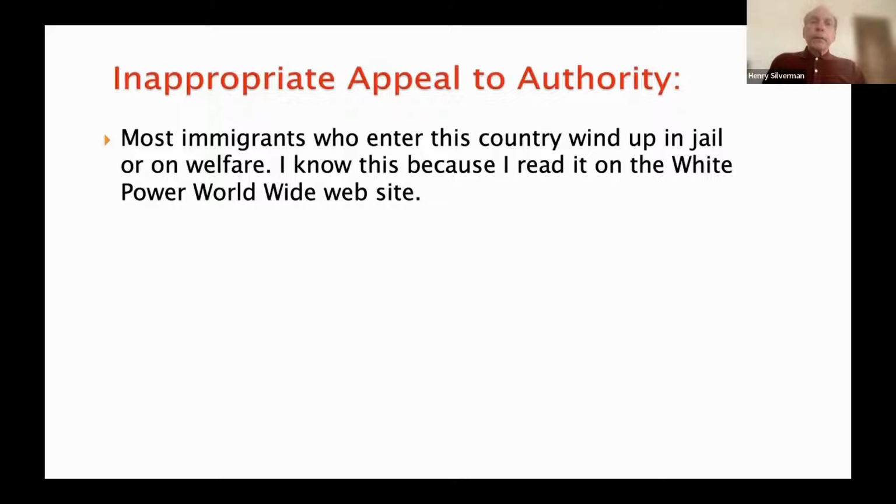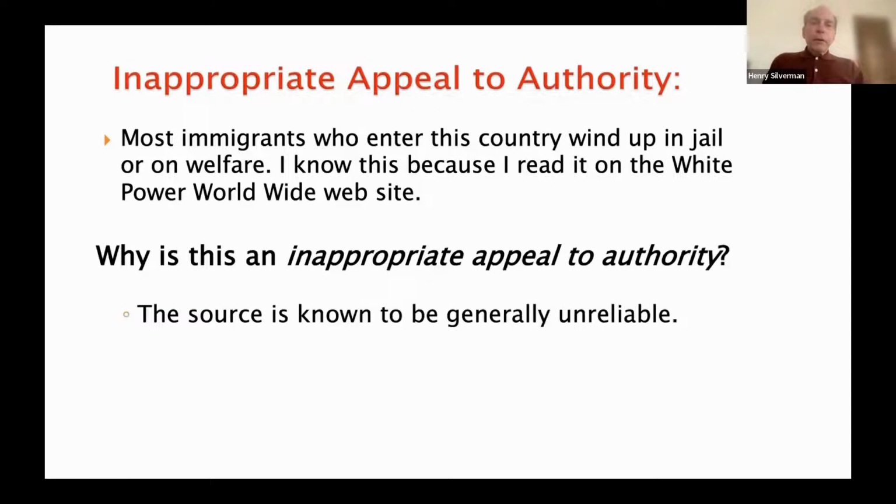For example, most immigrants who enter this country wind up in jail or on welfare. I know this because I read it on the White Power Worldwide website. Why is this an inappropriate appeal to authority? Well, we know this website is known to be generally unreliable.